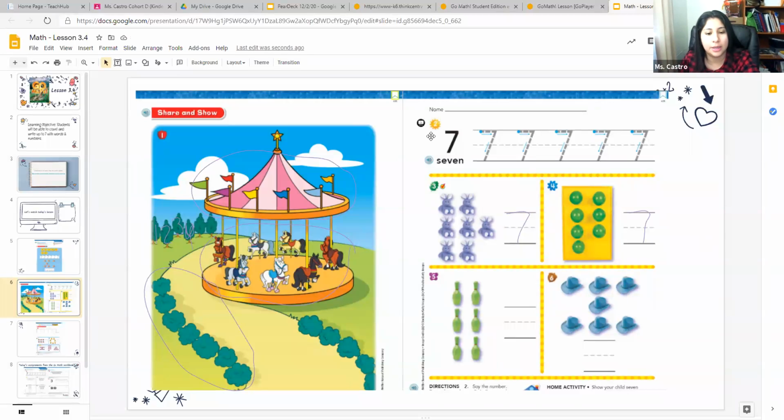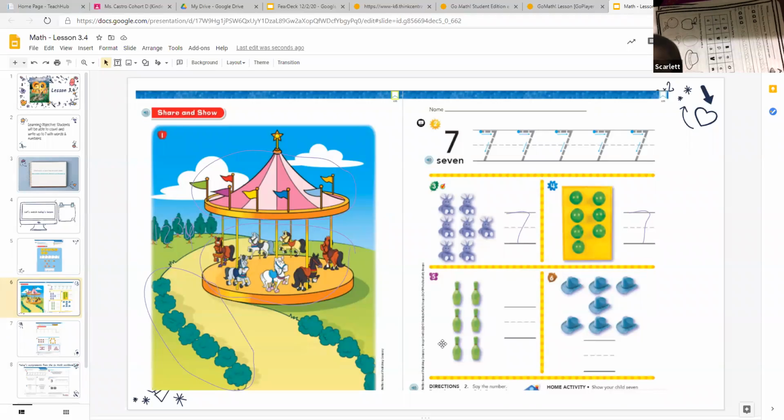Okay, let's see if we can get Kimora. Kimora, do you want to count these green bowling pins out loud? All right, Kimora, go ahead. 1, 2, 3, 4, 5, 6. All right, so we stopped at 6, Kimora. So if you counted 6 green bowling pins, what number do you write on the line, Kimora? 6. Excellent job.